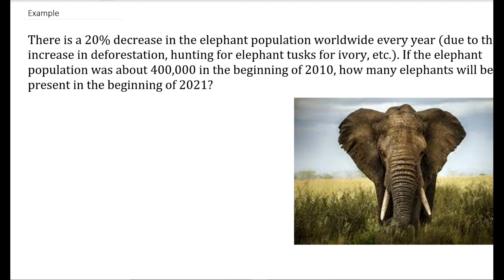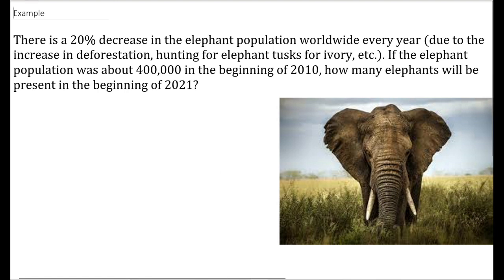All right, so now let's look at the opposite scenario. Instead of looking at it as an increase, let's look at it as a decrease. So there's a 20% decrease in the elephant population worldwide each year. So let's say 20%, we're just coming up with that number, due to the increase in deforestation, hunting for elephant tusks for ivory, etc. There are a variety of reasons why we're losing the elephant population. And one of them is we're expanding into territory, and therefore we need to deforest areas, and therefore it's messing with the ecology, the environment of the elephants, etc.